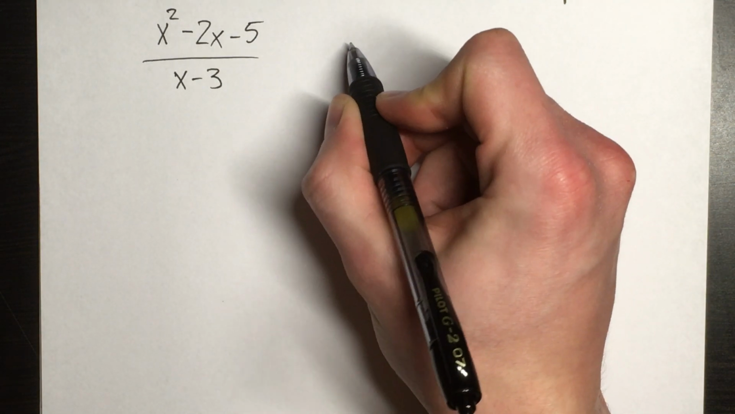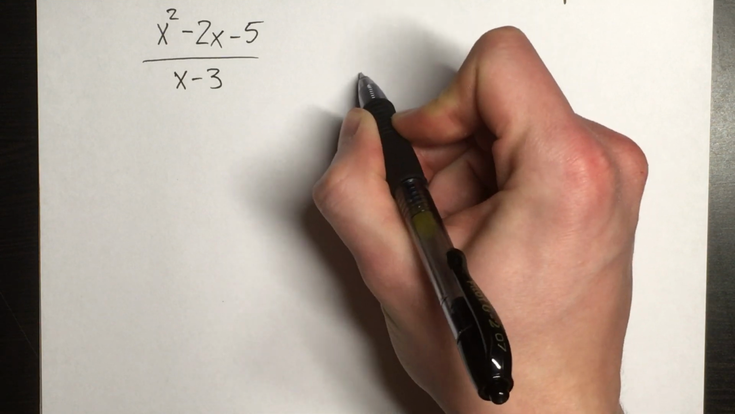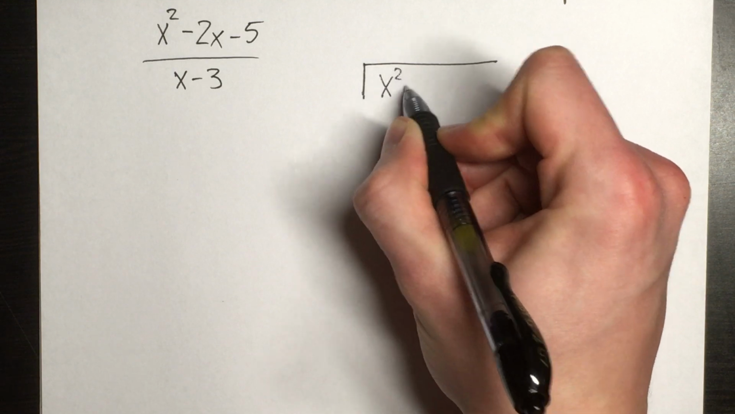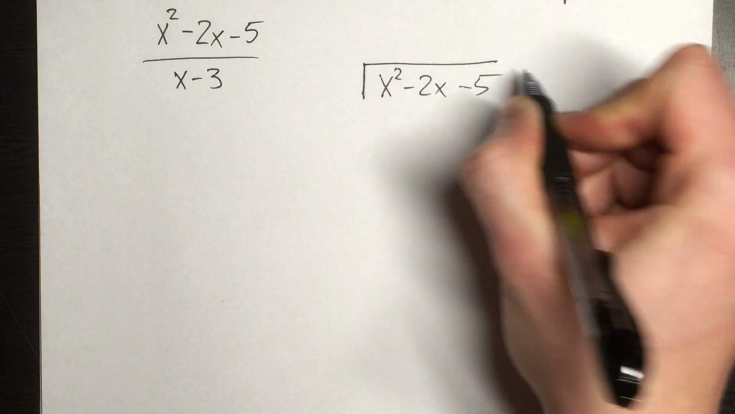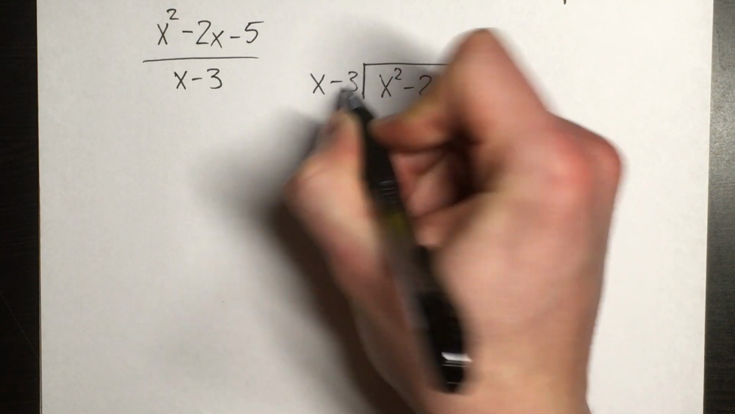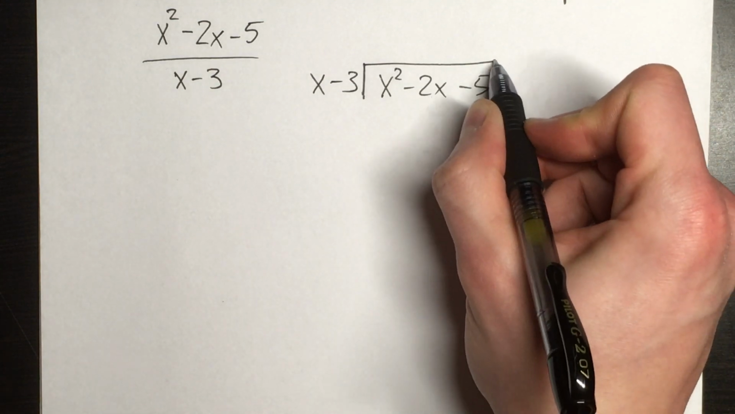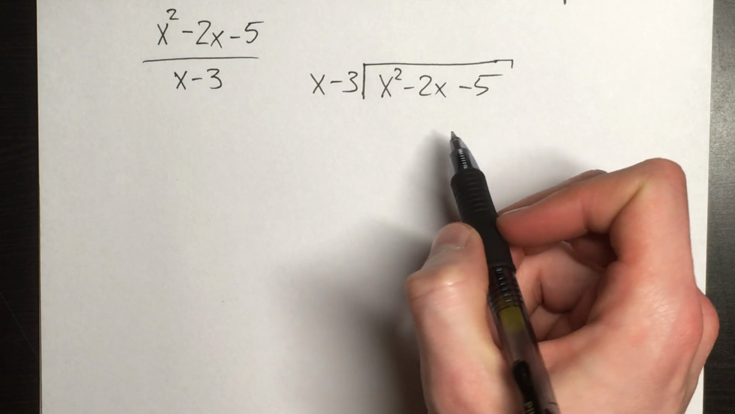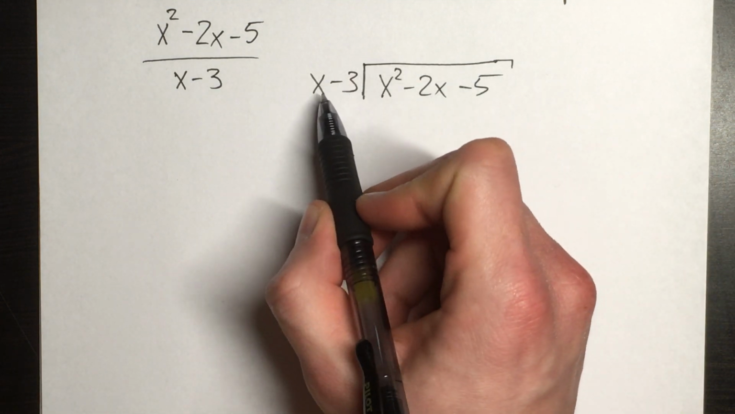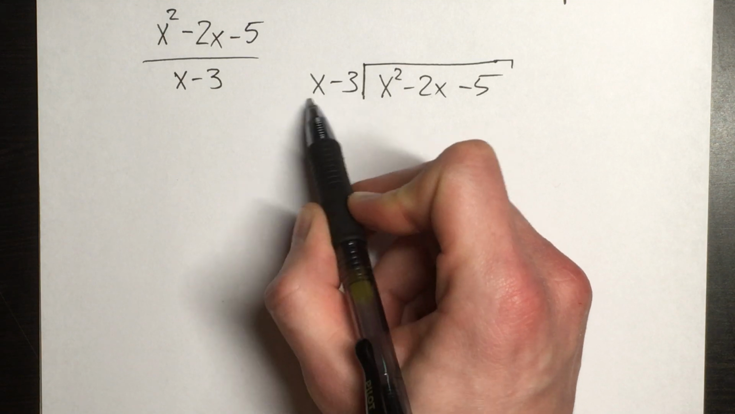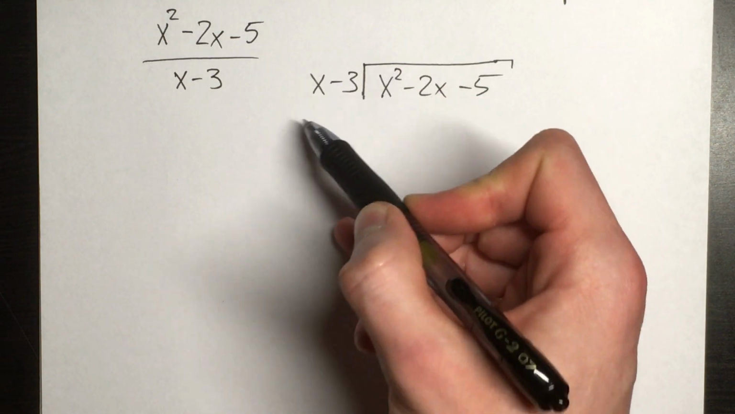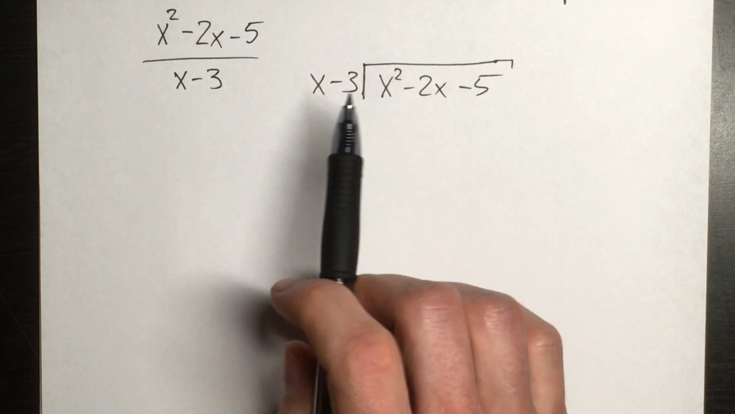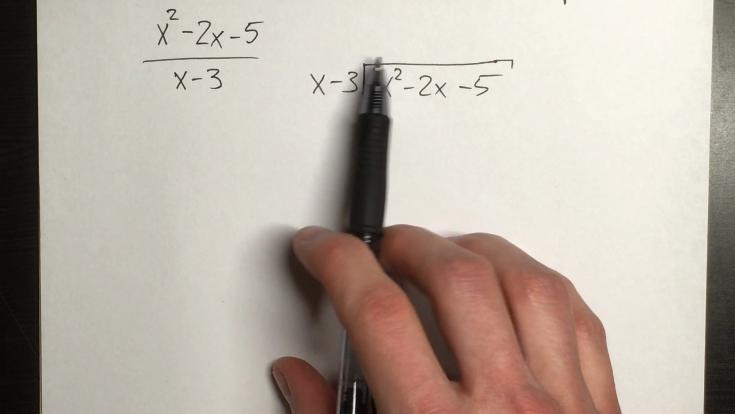This is going to be polynomial long division. So let's do it over here. We're dividing x squared minus 2x minus 5 by x minus 3. Now, how do we do polynomial long division? It's not terribly commonly used, so you might be a little rusty on it. Well, we look at the term with the highest degree on the outside, basically the x term with the highest exponent, which is just this one. And we look at the highest degree term on the inside, which is this one.